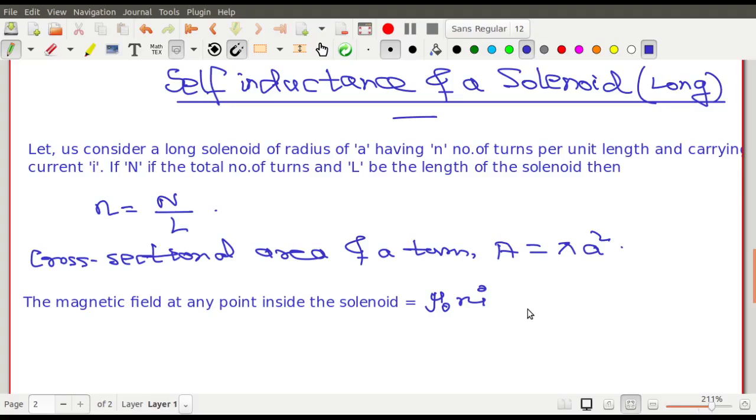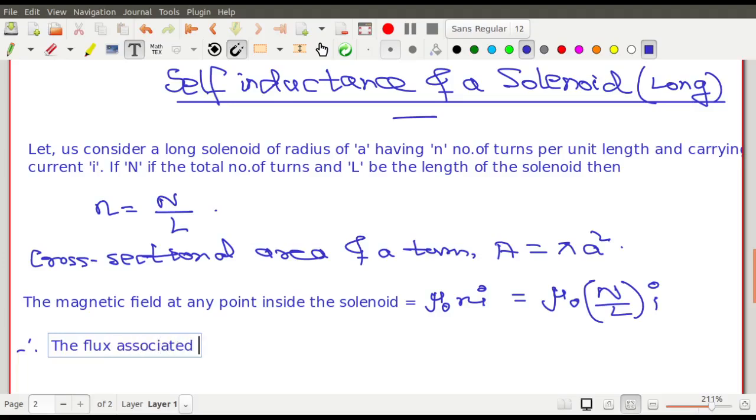Is it clear to you? And this small n you may write as capital N by L, into current, right? This is the magnetic field. So what is the flux associated with capital N number of turns? Because ultimately we need to find the flux. You know the formula of flux.